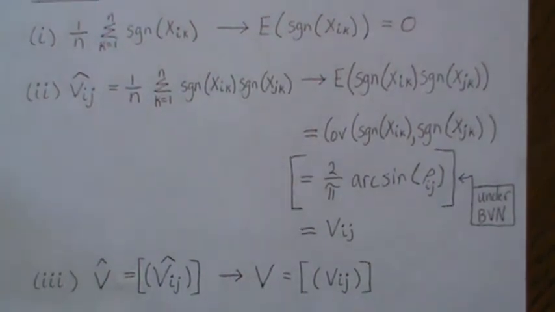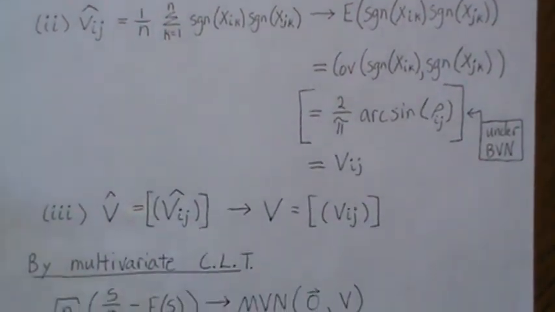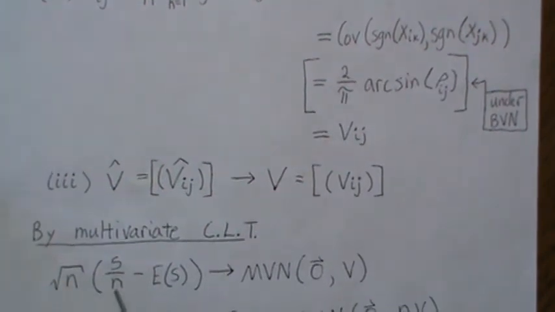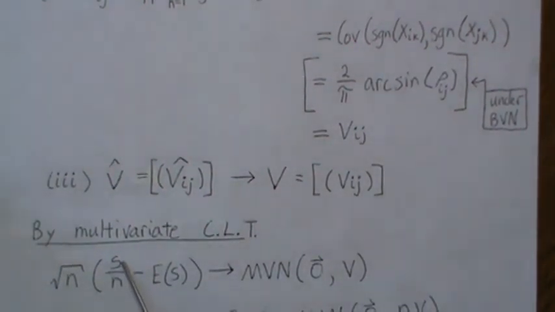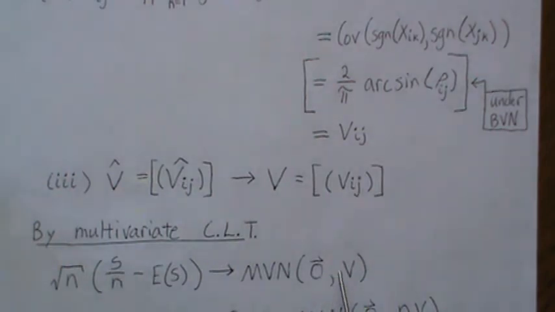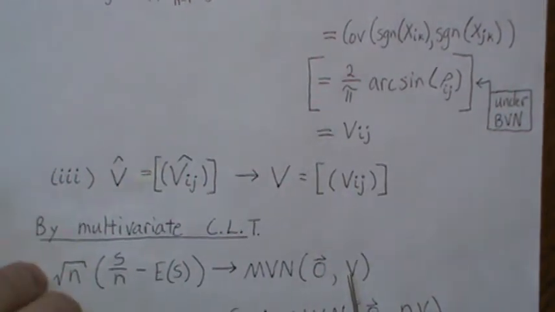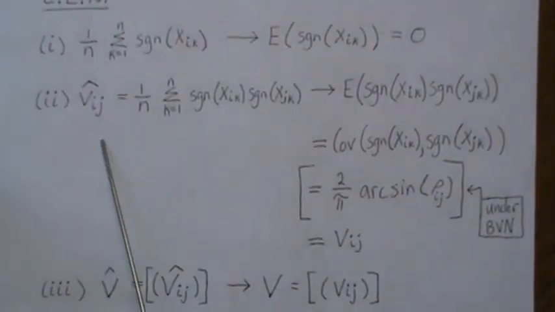So now by the multivariate central limit theorem, we know this. Remember, S is the sum of things. So if we divide by n, then the multivariate central limit theorem tells us this converges to a multivariate normal, 0, and then whatever the variance covariance matrix is, which is V. All right, that's what we just showed.